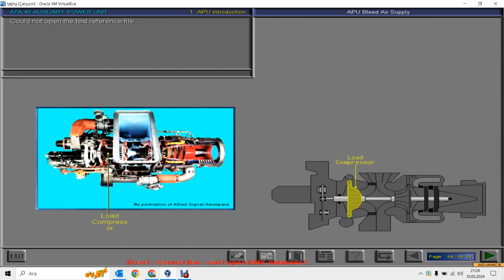Here you can see an APU with a load compressor. See if you can answer this question.